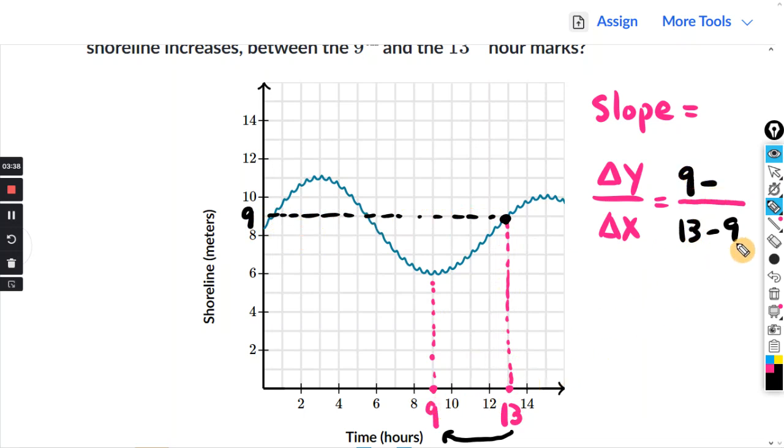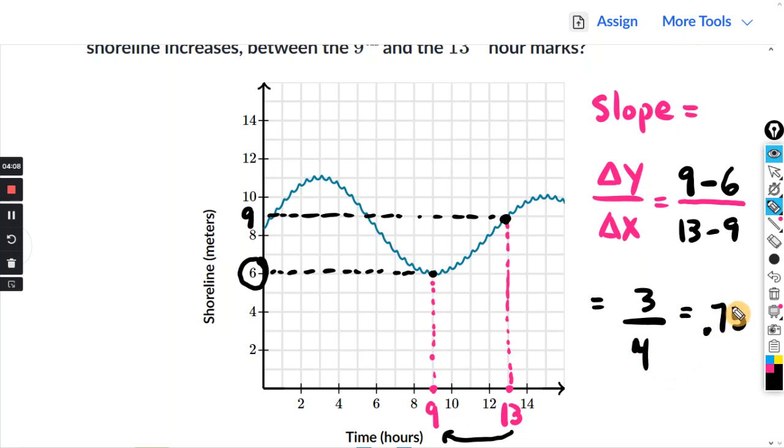And the y coordinate for the 9, which is the second number, here's the 9 on the graph. If you trace that to the y-axis, the y coordinate is a 6. So 9 minus 6 is 3. 13 minus 9 is 4. That's 3/4. Their answers might be in decimal, so 3/4 is the equivalent of 0.75.